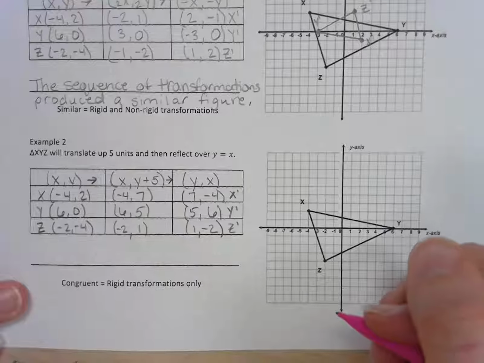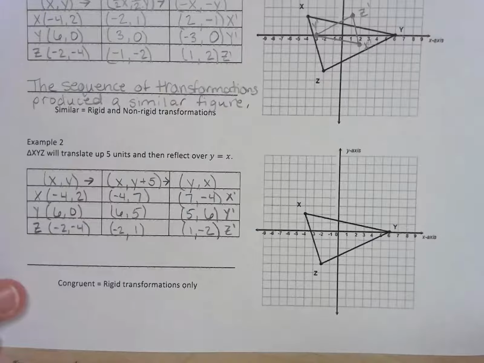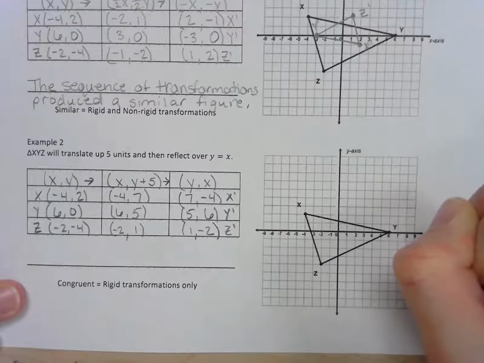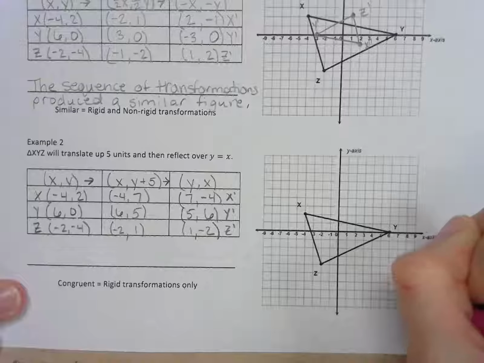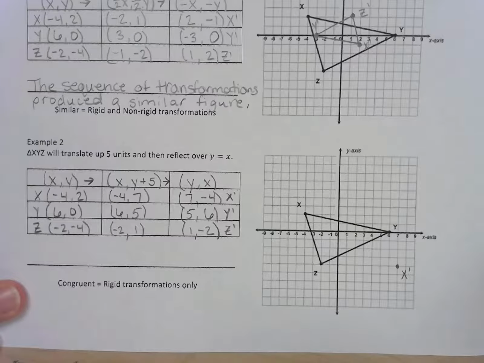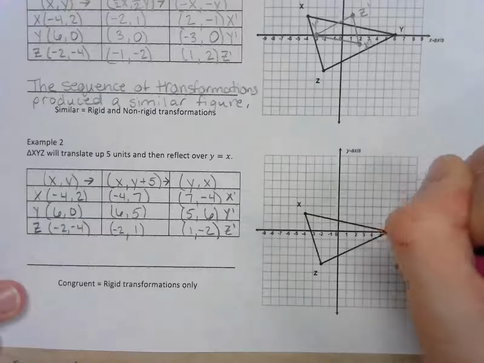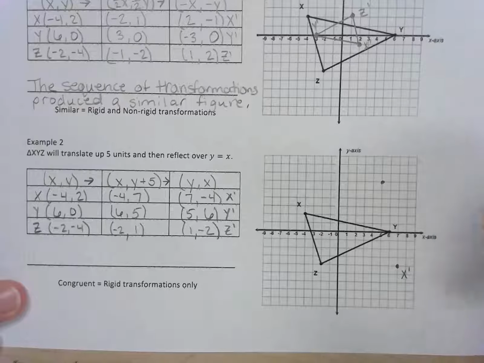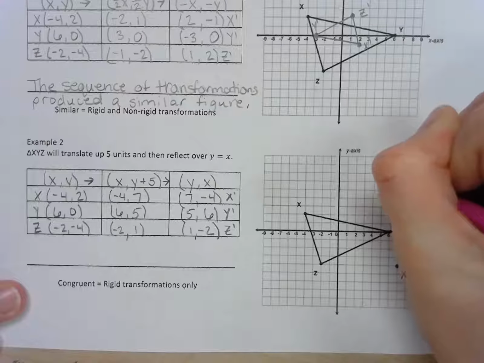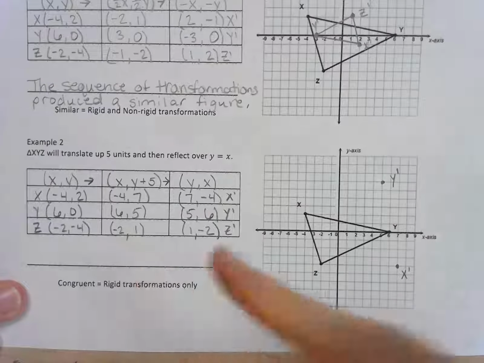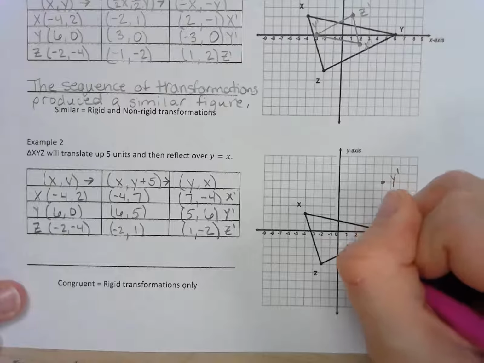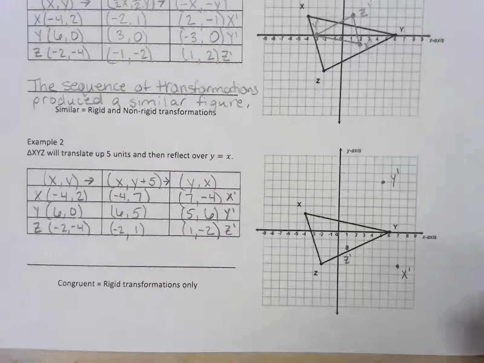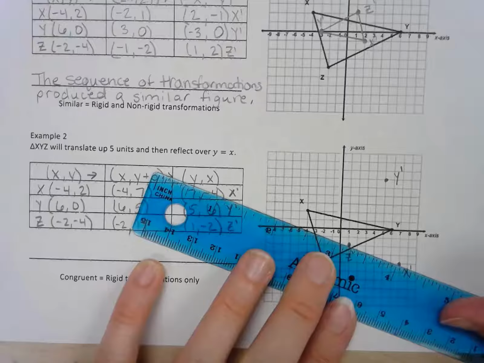Let's graph those to see our sequence of transformations. So we have 7, -4, and that is x prime. Be sure to label your points. We have 5, 6, and that one is y prime, and then 1, -2. That one is z prime. Connect those points to form your triangle.